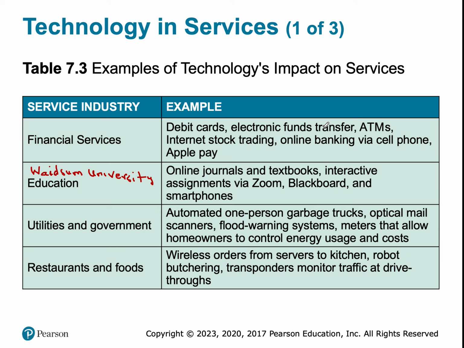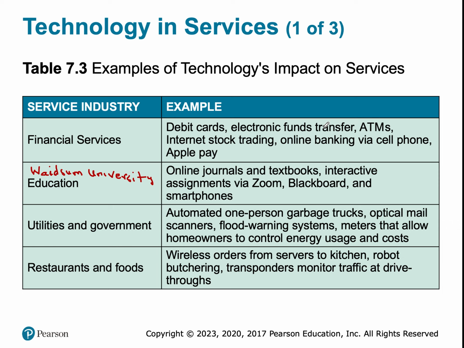Now, utilities and government use this as well. Some of the utility services are the automated one-person garbage truck, optical mail scanner, and flood warning system. If there is going to be a flood, there are now warning systems, and meters that allow homeowners to control energy usage. Also, you have meters that tell you how you're using your energy. All this is technology. And the government also uses it for tax and everything.